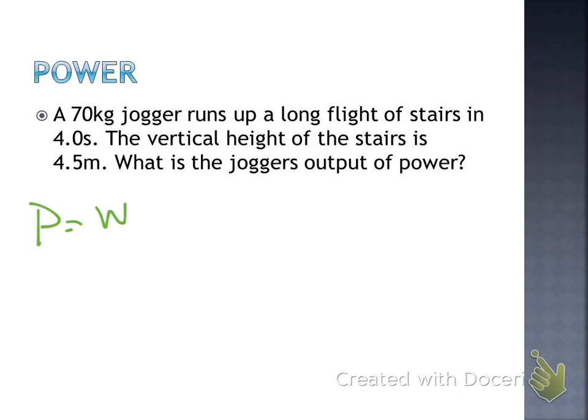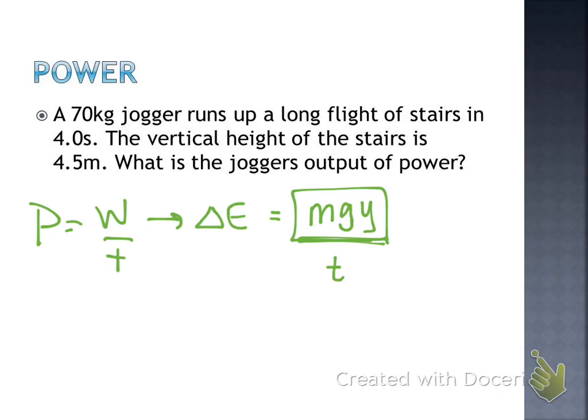If we know power is equal to work over time, and we know work is equal to a change in energy of some kind, what type of energy have we gained from the bottom of the steps to the top of the steps? We've gained potential energy, which means a change in energy could be mgh. So that's the equation we would use for work, and we have our time. Any equation for work could go here in the numerator of this equation.